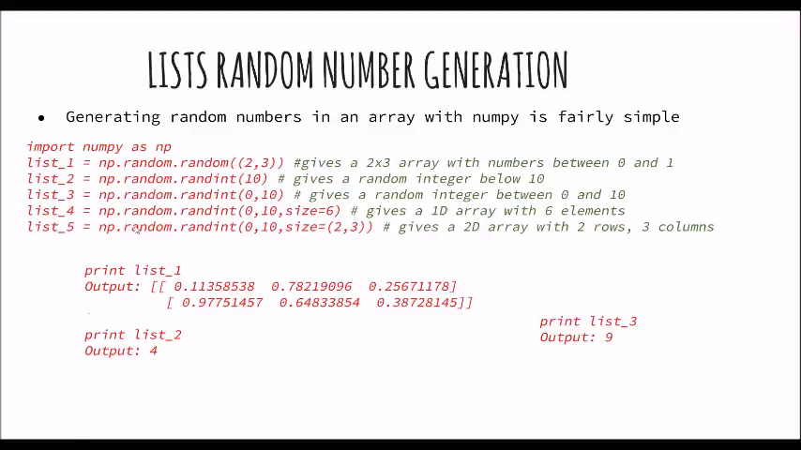List 4. It gives you some numbers between 0 and 10, but the size of the list would be 6. So it's a 1D array with 6 elements. There you go. Next, if you want to get a list with a size, say 2 rows and 3 columns, and you want it between 0 and 10, here's what you do. There you go.